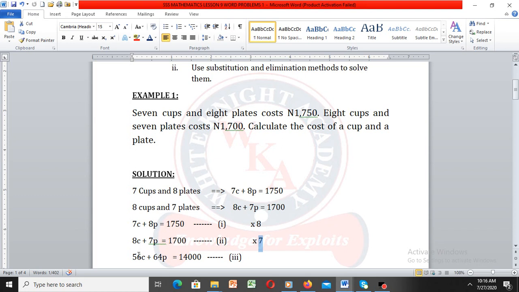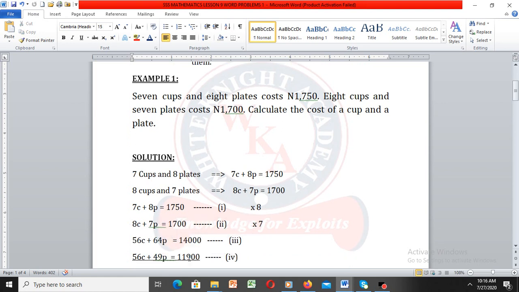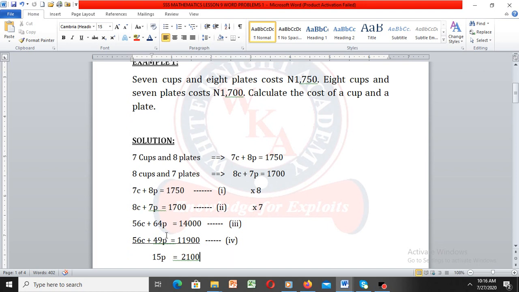When you multiply equation 1 by 8, you have 56C plus 64P. 8 times 7 gives us 56, then 8 times 8 gives us 64, and 8 times 1,750 will give us 14,000. And then the second equation, 7 times 8C will give us 56C, and then 7 times 7P will give us 49P. And then 7 times 1,700 gives us 11,900. And this forms our equation 3 and equation 4.